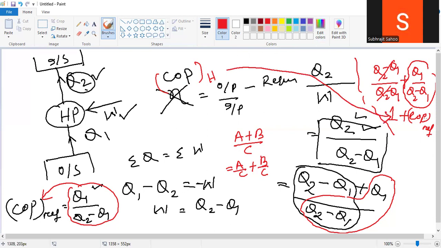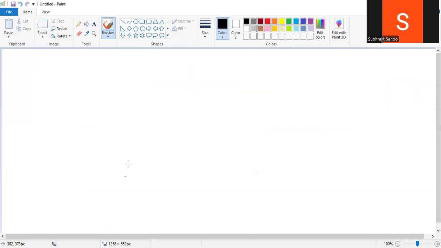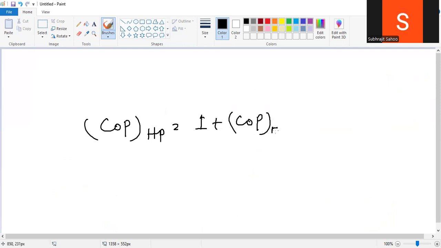This is the derivation, right? So what I got here: COP of HP, heat pump, equal to 1 plus COP of RE. A 2 mark question will come, a small numerical will come on this. In competitive exams also this concept will be there, right?